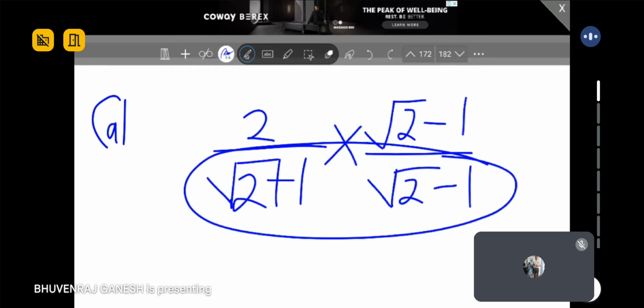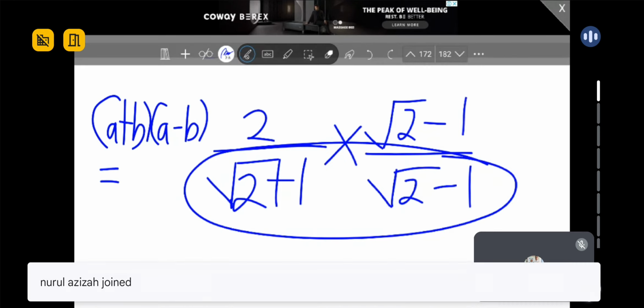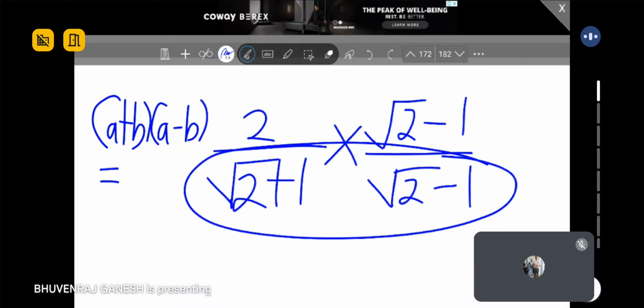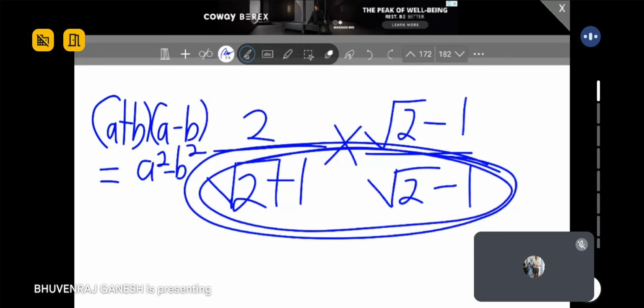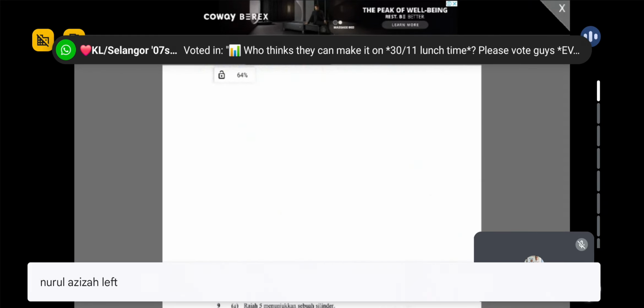A plus B, A minus B. Sama dengan apa guys? A plus B, A minus B, what do you get? By now you should know it straight away already. Sampai sekarang kamu kena tahu dah. What is your answer? Yes. Okay, your pattern is A square minus B square. Ini pola dia. So you can apply kat sini. Okay? Alright. So yeah, now we can go to the questions.